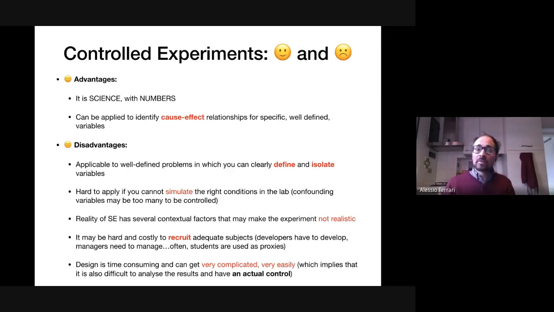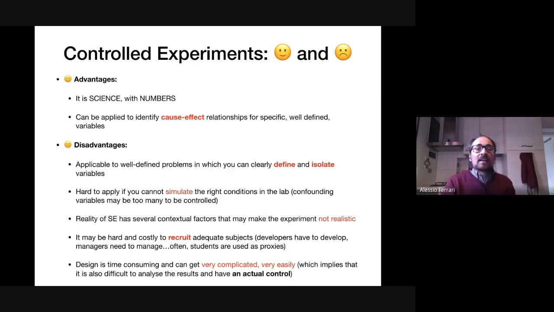Why? As we said before, the goal of the experiment is to isolate the independent variable and control the other one, so that the dependent variable is just dependent on variations of the independent one. Okay, so this allows me to say, when I change this, I have a change in that, and this change is not caused by anything else. Okay. Disadvantage, there are many.